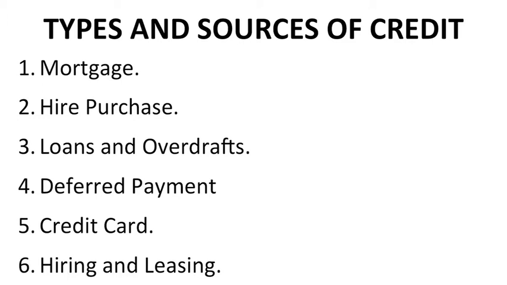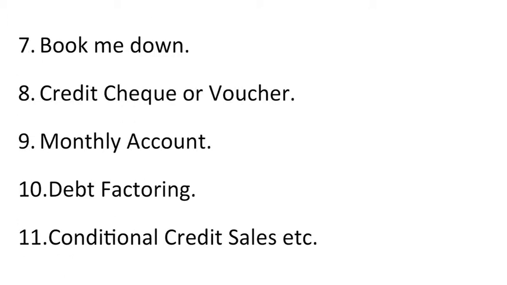Number 1 is what you call mortgage. Number 2 is hire purchase. Number 3 is loans and overdrafts. Number 4, deferred payment. Number 5, credit cards. Number 6, hiring and leasing. Number 7, book me down. Number 8, credit check or voucher. Number 9, monthly account. Number 10, debt factoring. And the last one we have here, number 11, conditional credit source. There are others.